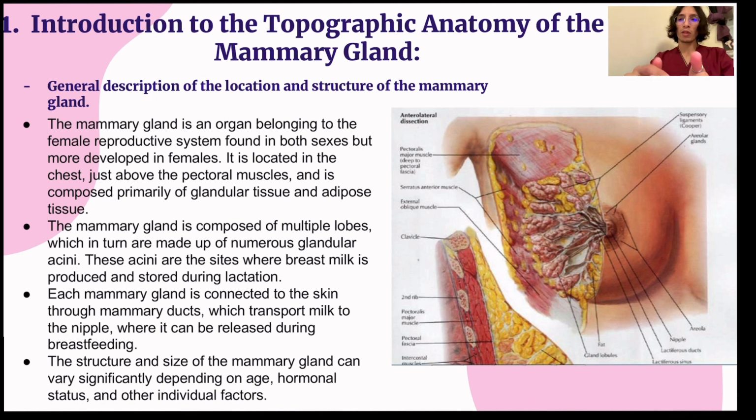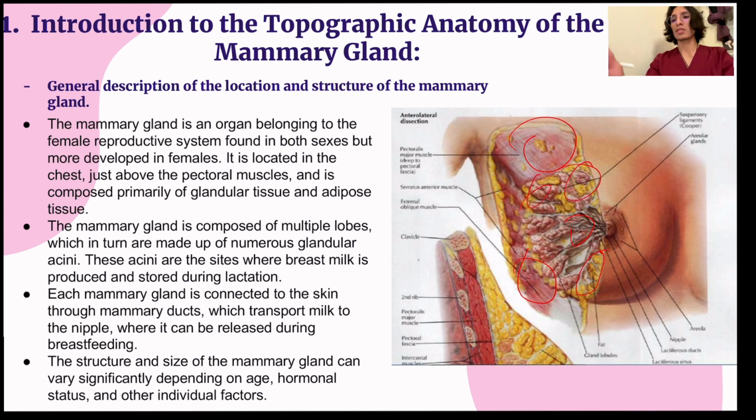General description of the location and structure of the mammary gland. The mammary gland is an organ belonging to the female reproductive system, found in both sexes but more developed in females. It is located in the chest, just above the pectoral muscles, and is composed primarily of glandular tissue and adipose tissue.